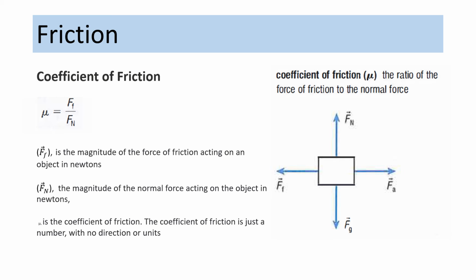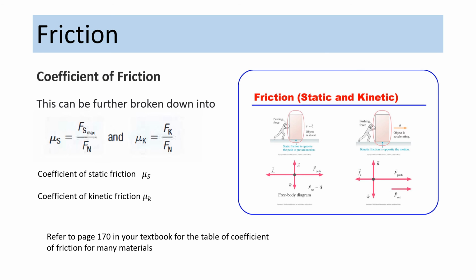Here is our free-body diagram. We have the normal force, the force of gravity, the force of acceleration or applied force, and the force of friction. Okay, we can break it down further into static friction and kinetic friction.